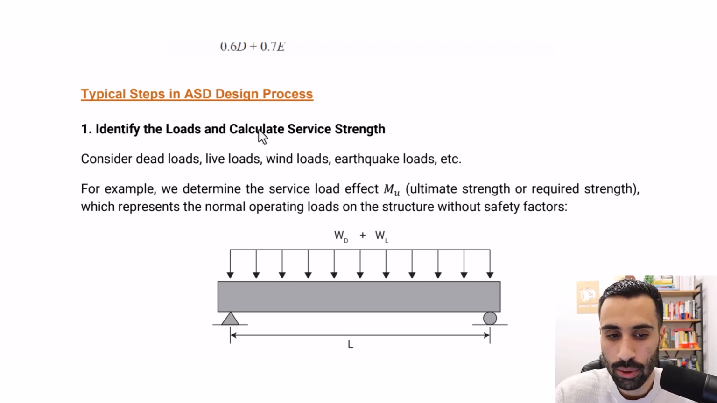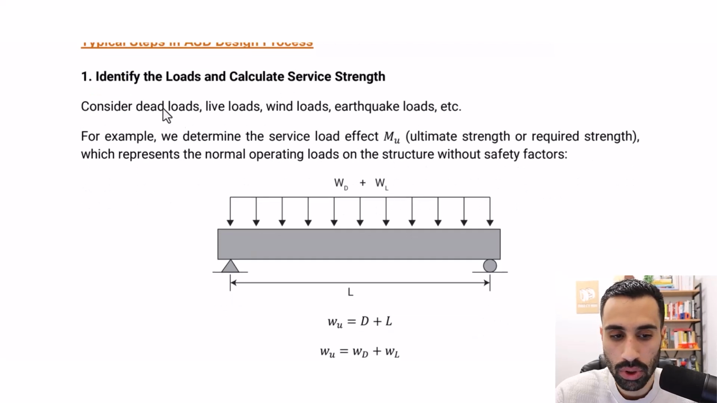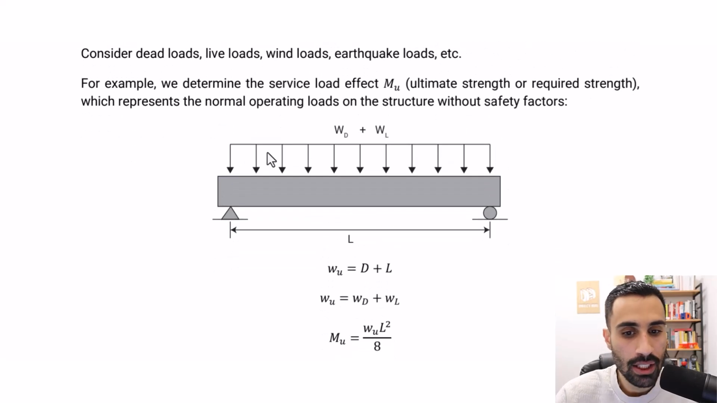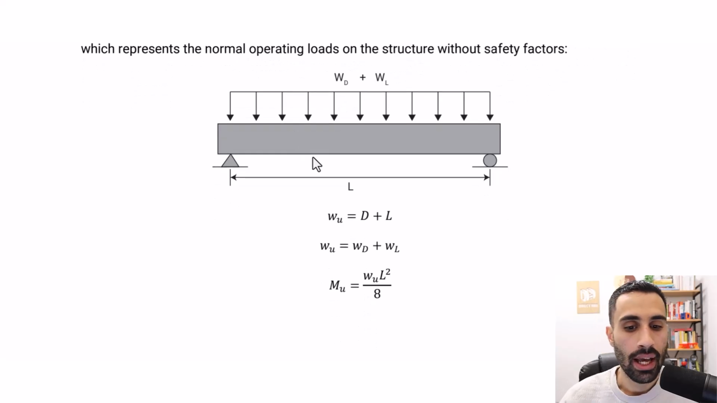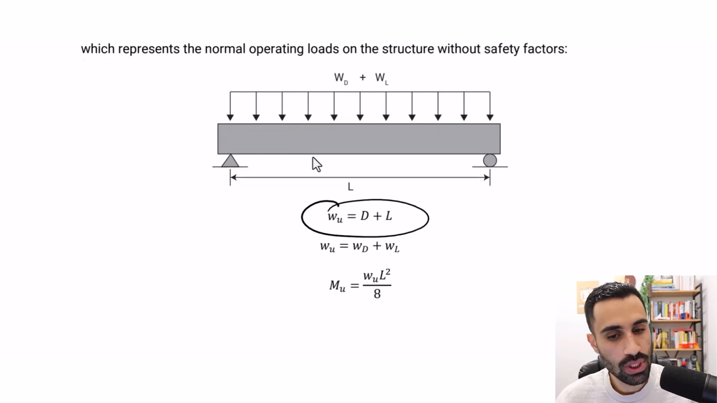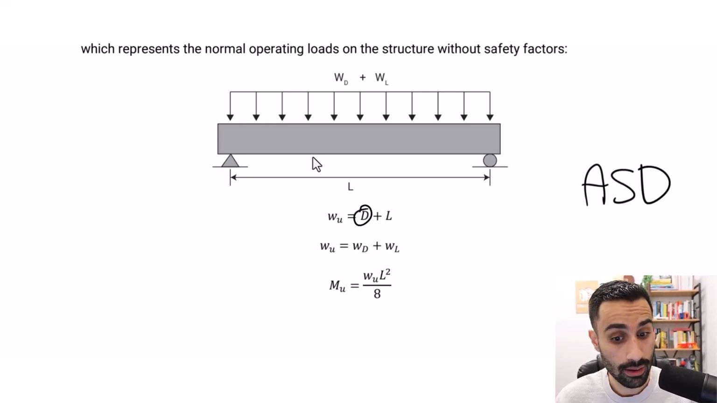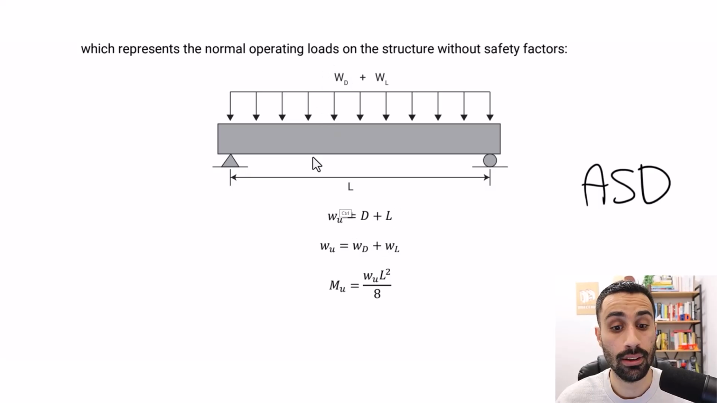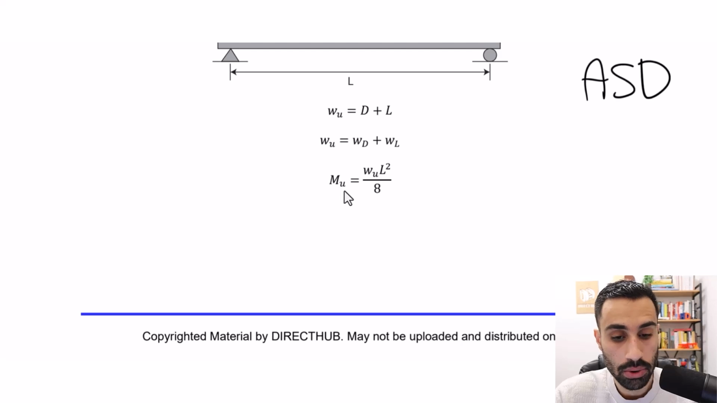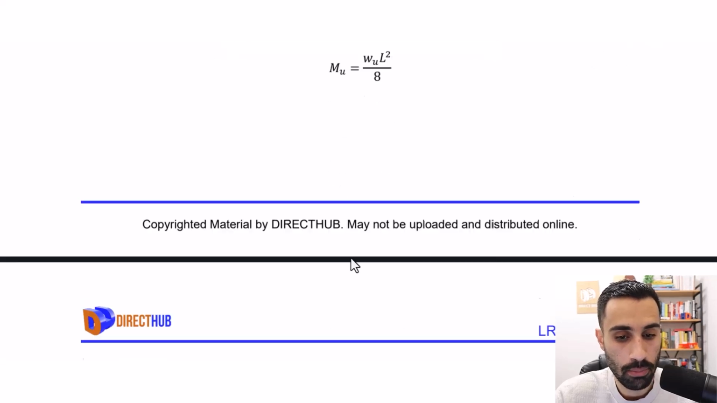The typical design steps are the same process. Identify the loads, calculate the service strength. So we would get the dead loads, live, wind, and earthquake loads. Here's an example. Now we're looking again at the bending moment capacity. But for this one, don't use the factors. If we're using ASD, use the real dead load and live load, the service loads. That means use the real distributed dead load and the real distributed live load. Then we can calculate the ultimate moment, in this case the ultimate strength for bending, as shown.